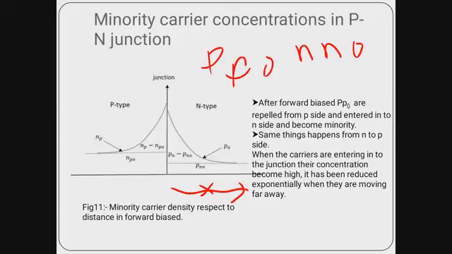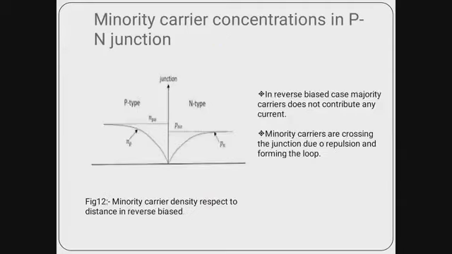Here in this previous diagram, Pn is denoted the minority carrier of n-type, which are basically holes. Similarly, Np is denoted the minority carriers of p-type, which are basically electrons. Similarly, in case of reverse biased, Pn is nothing but the number of holes in n-type bead, and Np is nothing but the number of electrons in p-type bead.